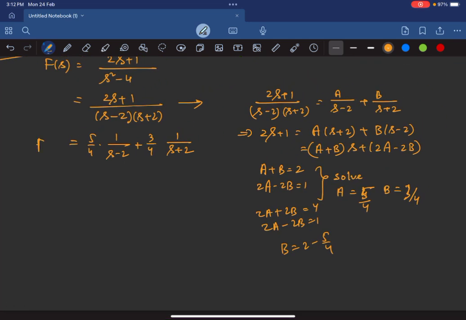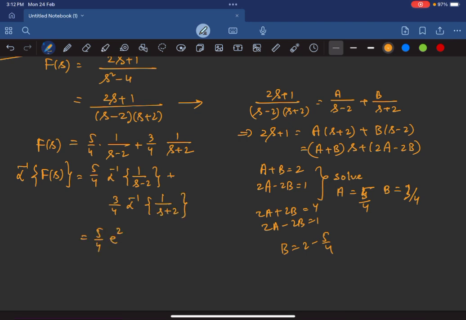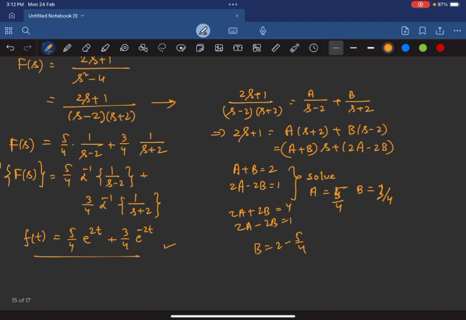Okay, now see, this is your F(s) function. If you apply L inverse on both sides, so 5/4 L inverse of 1/(s-2) plus 3/4 L inverse of 1/(s+2). So what do you get? 5/4 e^(2t) plus 3/4 e^(-2t). That will be your f(t) function. Okay, so you got the idea.